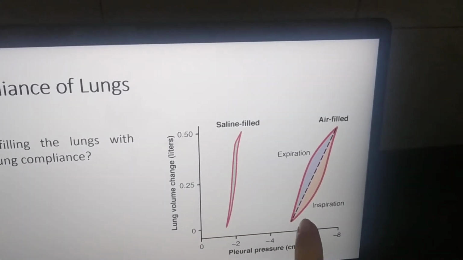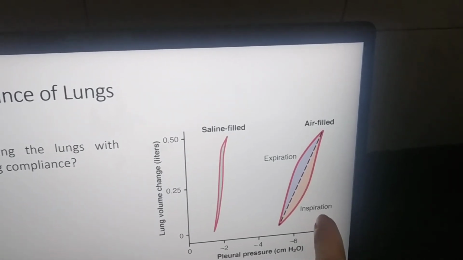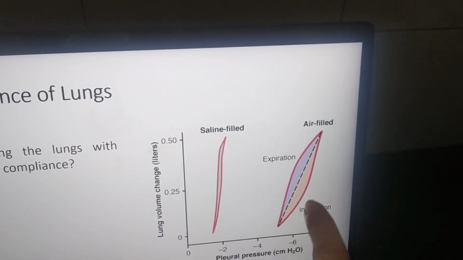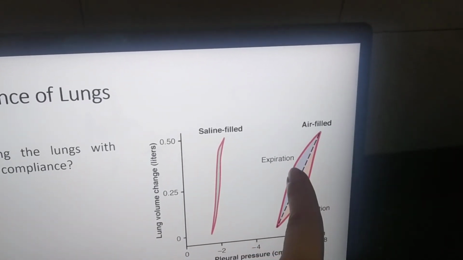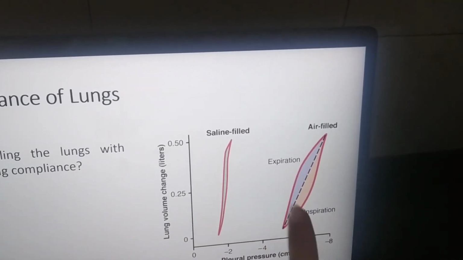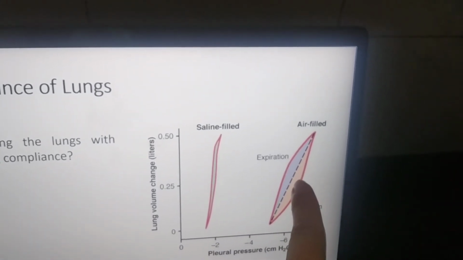So inspiration is an active process. The lung will overcome the resistance effect, the surface tension effect. We will obtain this inspiration curve, and then recoiling of the lung occurs, and we will get this expiration curve, and this will represent the work of breathing.